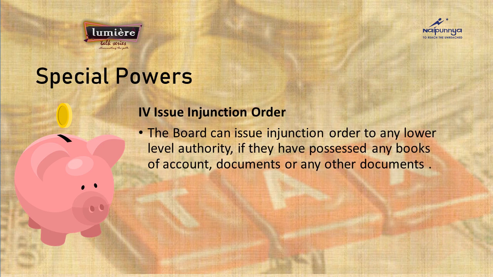And next is issue of injunction order. That is, the CBDT can issue an injunction order to any lower level authority to stop the proceedings, or if they have processed any books of accounts, documents, or any other things, to stop that by the lower level authority. So they can tell them to stop the proceedings against a particular assessee by issuing an injunction order.